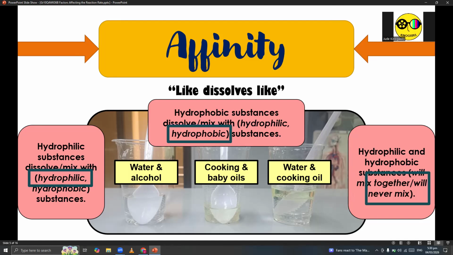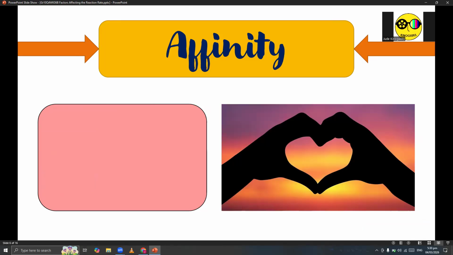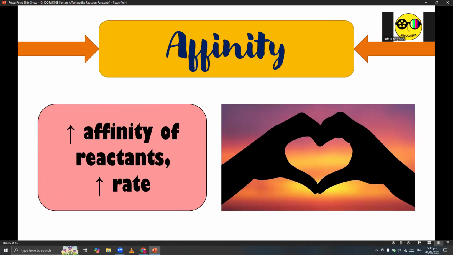And one physical or visual manifestation of them not mixing is the presence of 2 layers. As you can see here, cooking oil is floating above water, not only because of density, but also because of their mismatched polarities. So, if our main concern is to speed up or increase the reaction rate, then therefore there must be a greater affinity between the reactants.